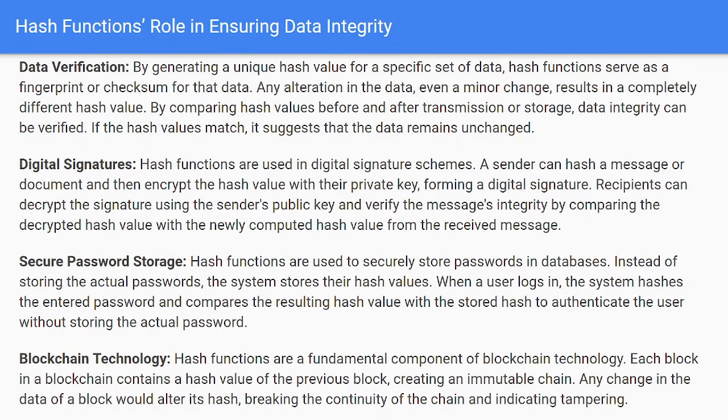So, what is the role of hash functions in ensuring data integrity? Number one, we have data verification. By generating a unique hash value for a specific set of data, a hash function serves as a fingerprint for that data. Any alteration in the data, even a minor change, results in a completely different hash. By comparing values before and after transmission or storage, data integrity is verified.